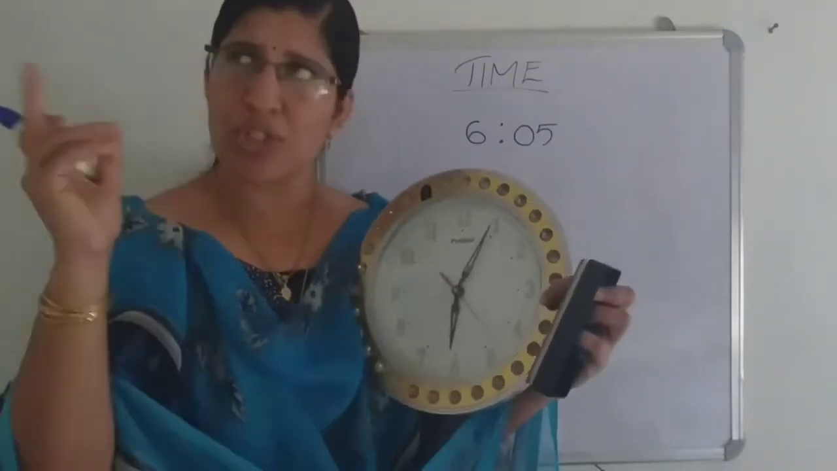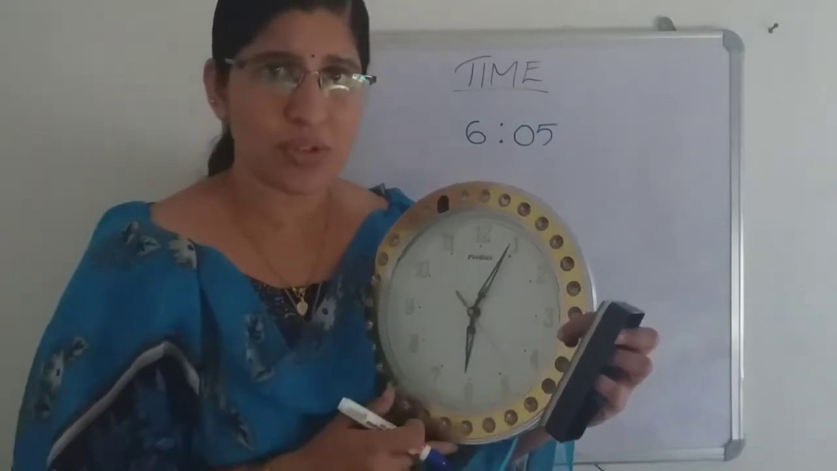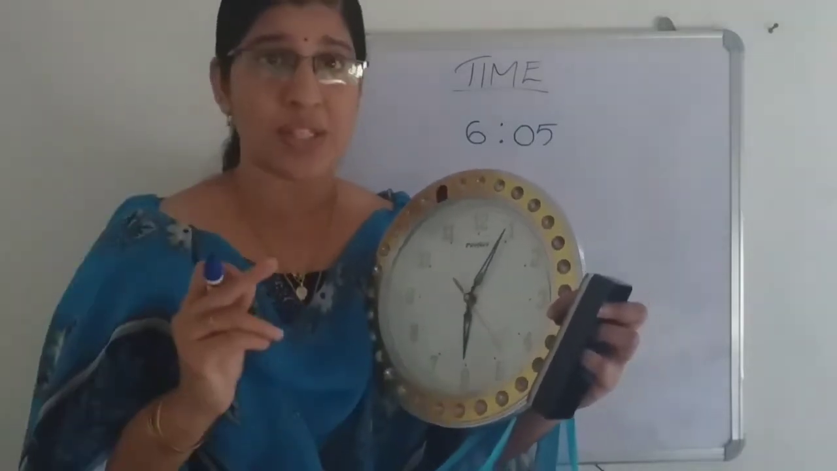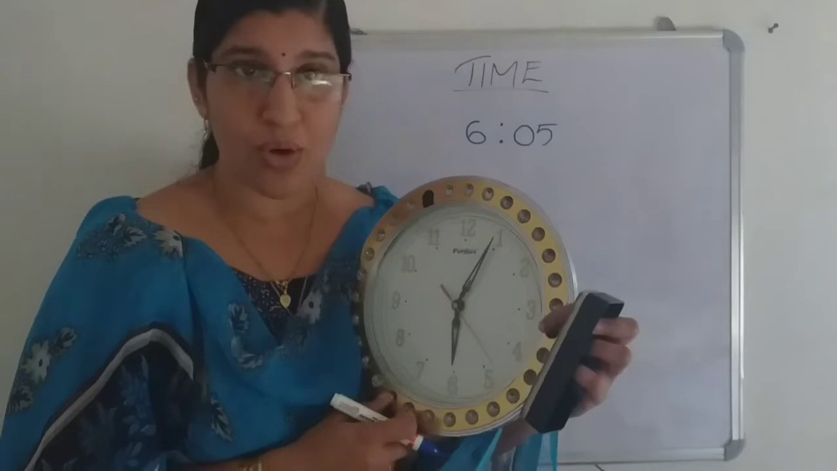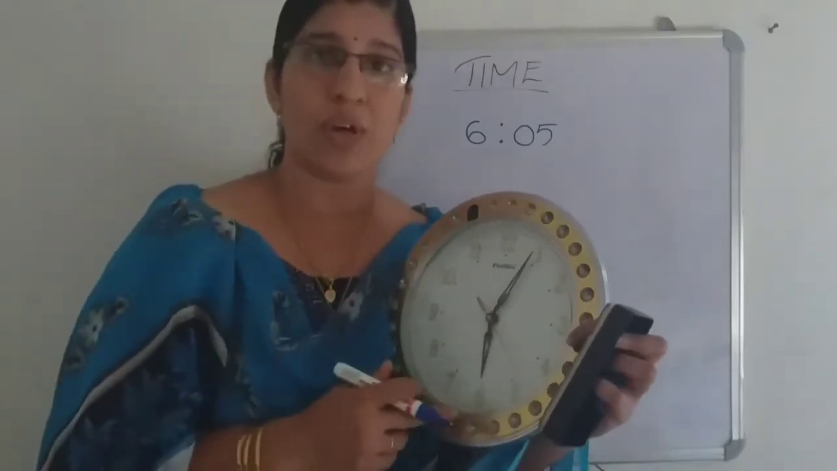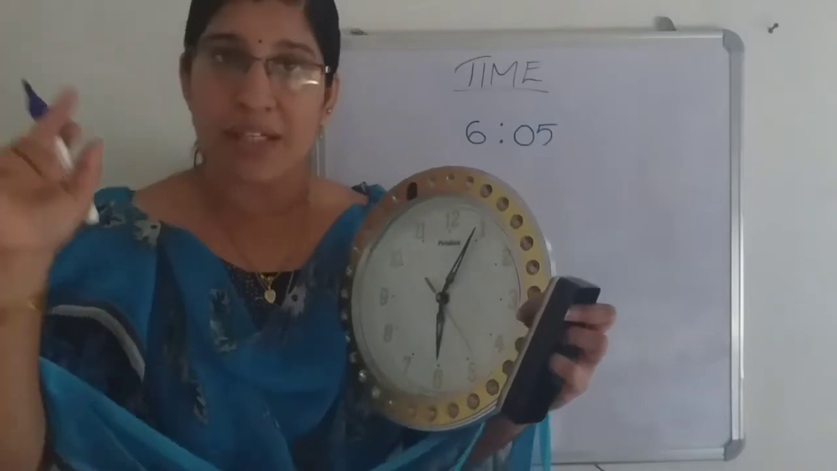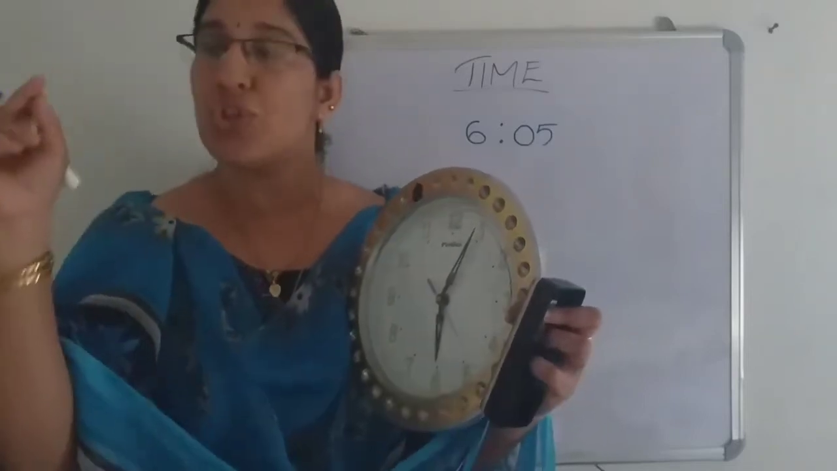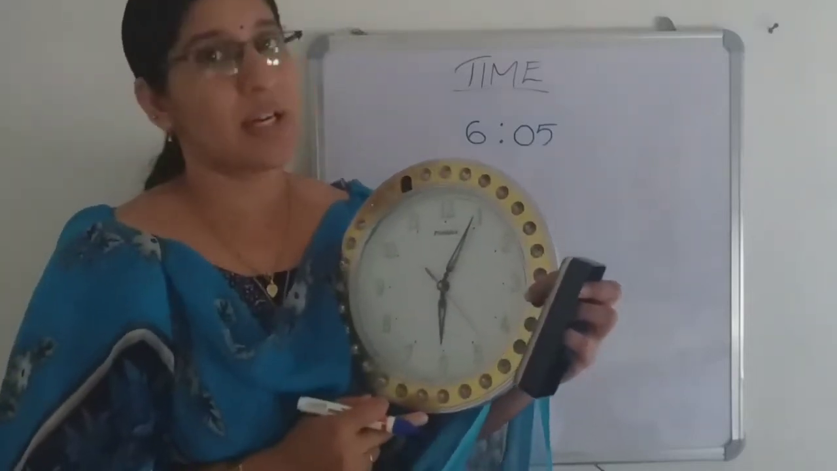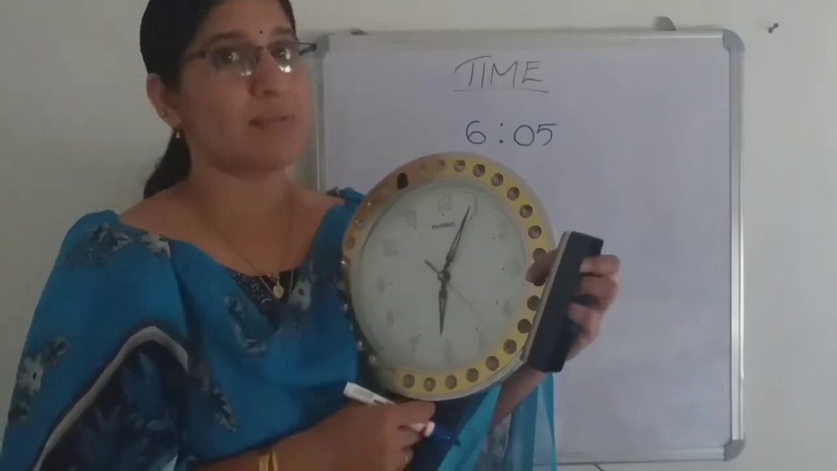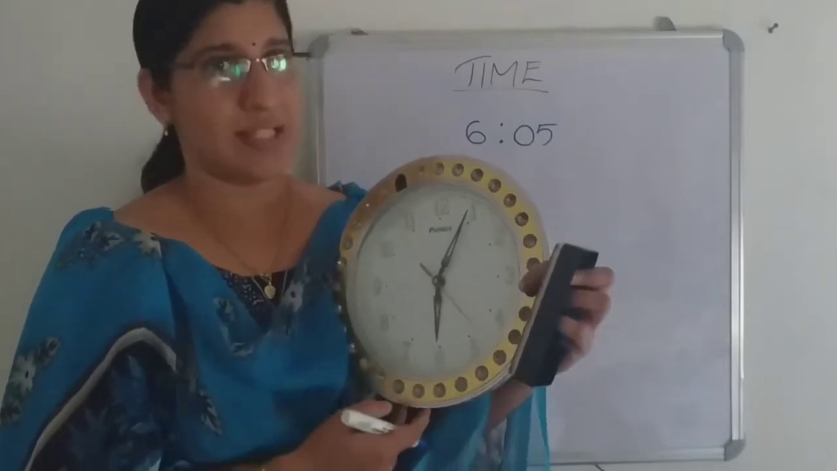Just look at your clock, what's the time now? You can also see the two needles in your clock. All of you, please look at your clock. You can see the two needles, no? You can see the minute hand, that is the long needle, and the short hand, that is the hour needle. By using these two needles, we can see the time very, very easily.